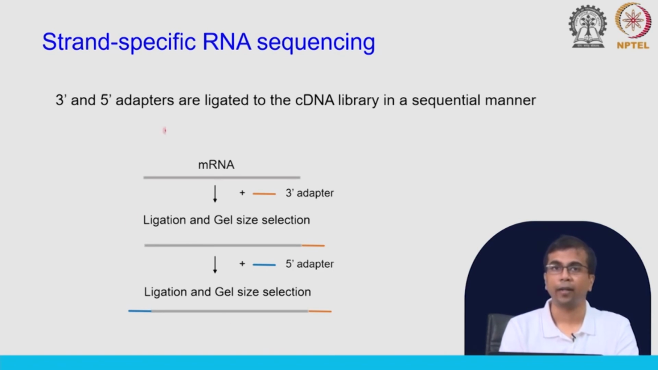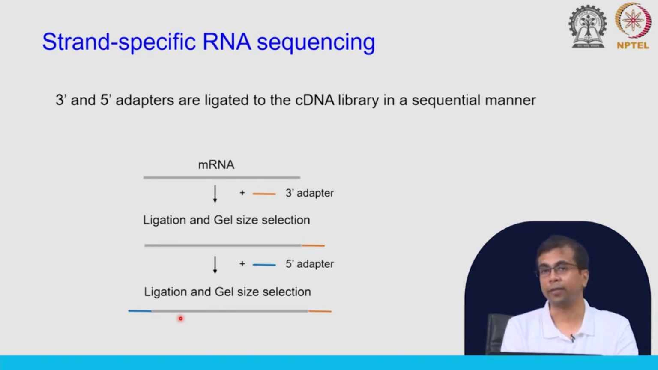We have the mRNA, and this is added with the 3 prime adapter in orange, and then we do ligation and gel size selection. You might ask why the adapter did not get attached to the other side. There are ways to make sure that it will only attach to one side, and this side can be prepared for that. Then the 5 prime adapter is added on the other side. Again, you can control and regulate which side it will be added, and you get the final product with these unique 3 prime and 5 prime adapters.